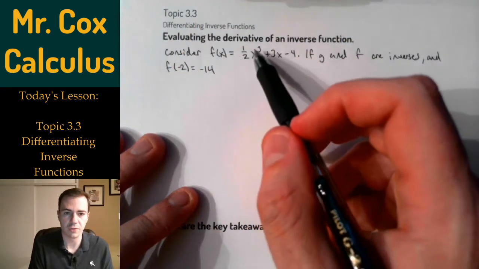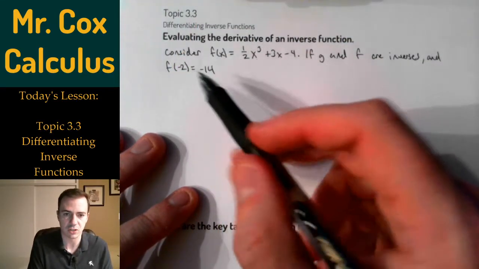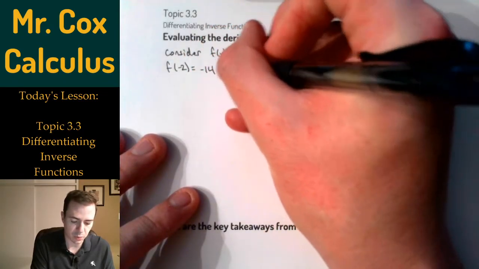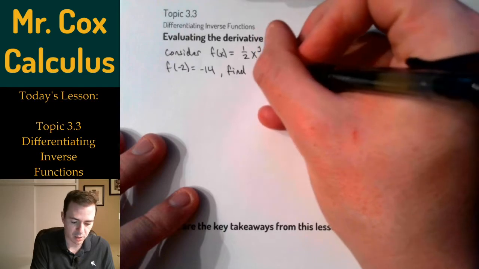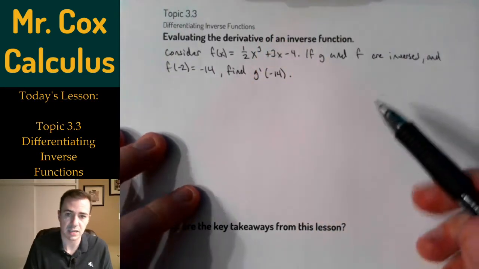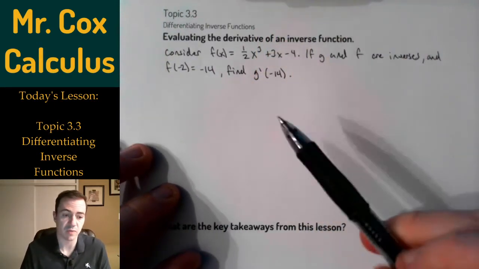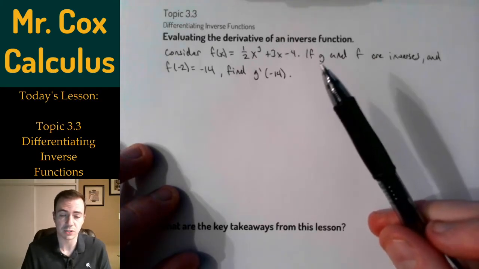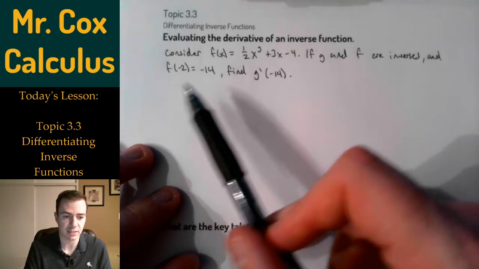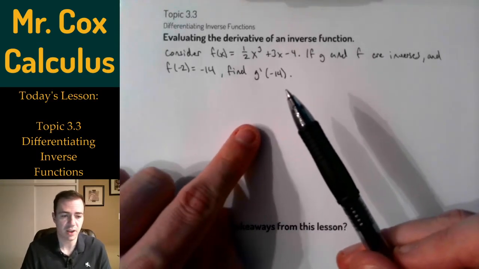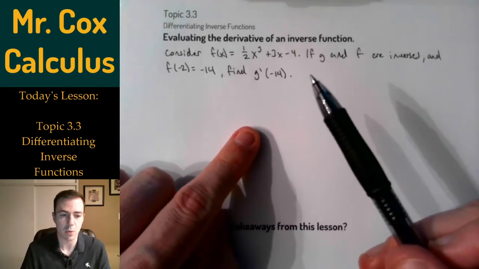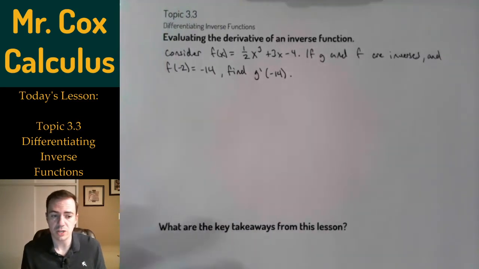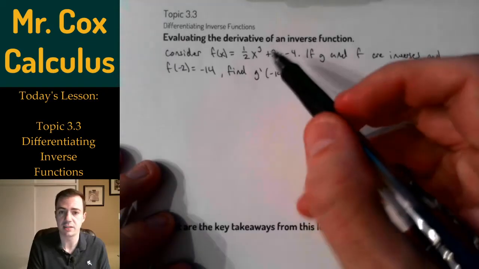And that's true. If you substitute -2 into this function, you get -14 as the output. Then what we want to find is g prime of -14. So take a look at what we've got here. We've got a function f of x, and we know that g is its inverse. We know that this point exists for f of x, and we want to find the derivative of g evaluated at -14.